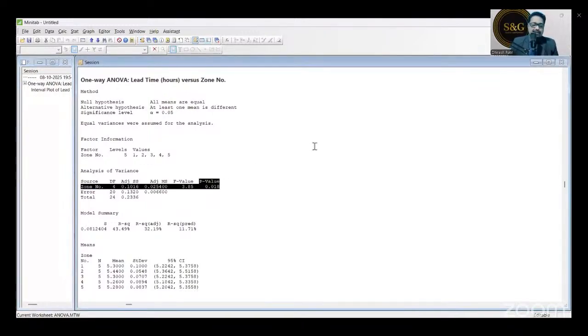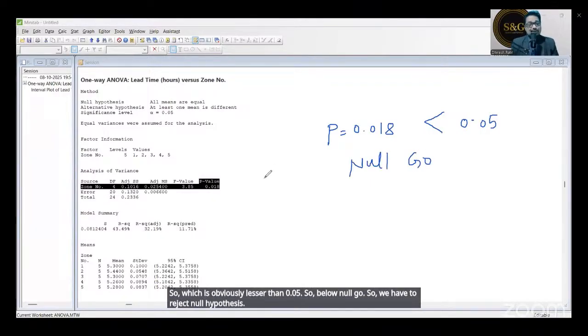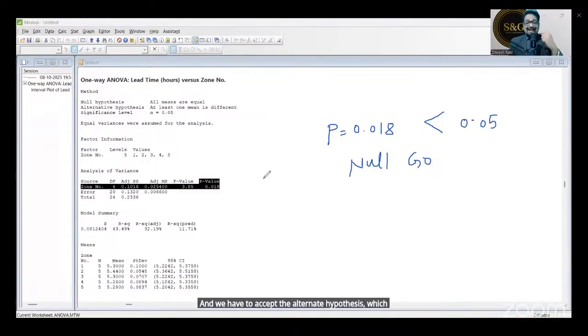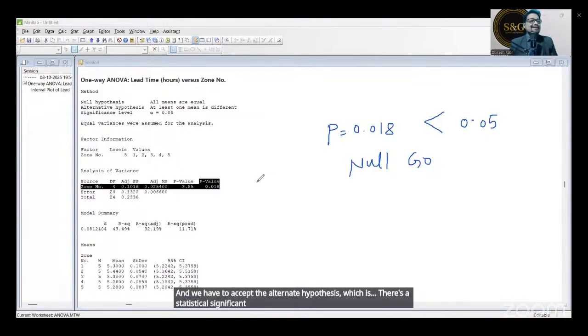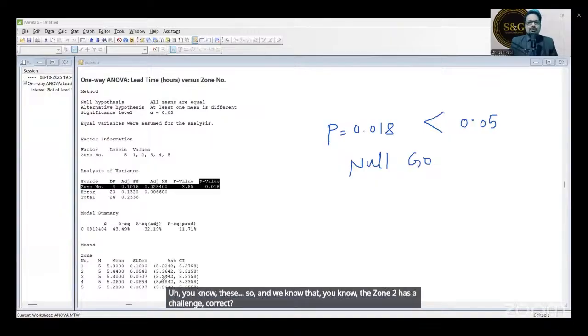The p-value is 0.018, which is obviously less than 0.05. So P low, null go. We have to reject the null hypothesis and accept the alternate hypothesis, which is that there's a statistically significant difference between these. And we know that zone 2 has a challenge, correct? Zone 2 has a challenge.